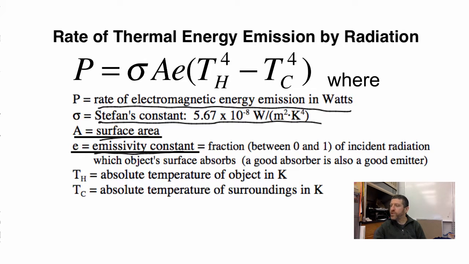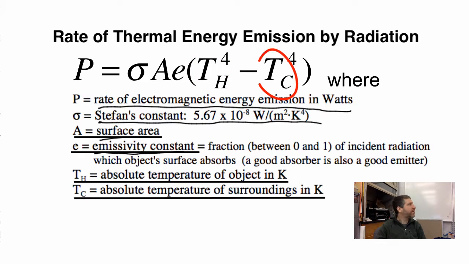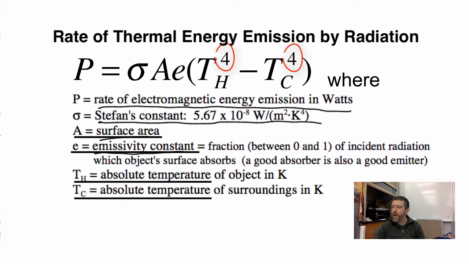The temperature difference, notice that it's to the 4th power. This is the temperature of the hot object, and this could be called the temperature of the cold object or the surroundings. So the bigger the temperature difference between the object and its surroundings also affects, just like for thermal conductivity, the rate of transfer. And by the way, these T's are to the 4th power right there.